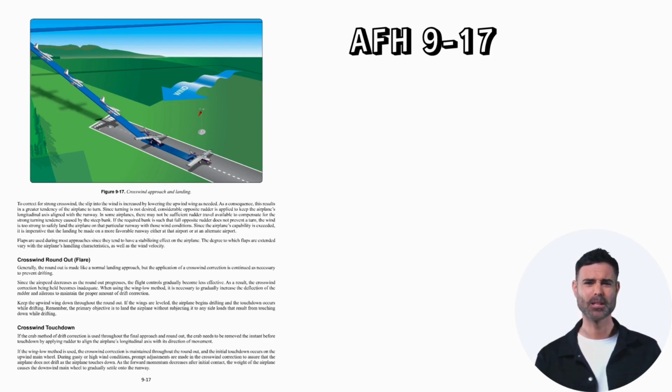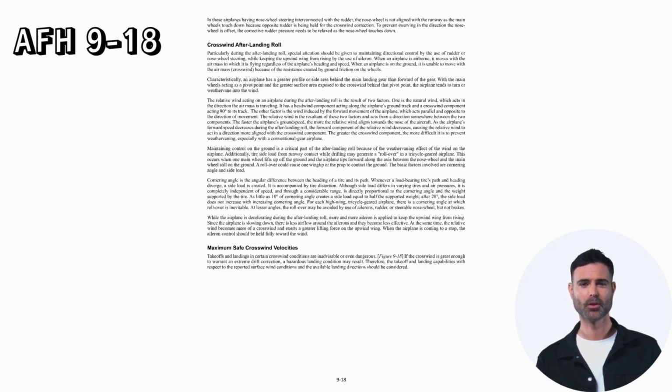During gusty or high wind conditions, prompt adjustments are made in the crosswind correction to assure that the airplane does not drift as the airplane touches down. As the forward momentum decreases after initial contact, the weight of the airplane causes the downwind main wheel to gradually settle onto the runway. In those airplanes having nose wheel steering interconnected with the rudder, the nose wheel is not aligned with the runway as the main wheels touch down because opposite rudder is being held for the crosswind correction. To prevent swerving in the direction the nose wheel is offset, the corrective rudder pressure needs to be relaxed as the nose wheel touches down.